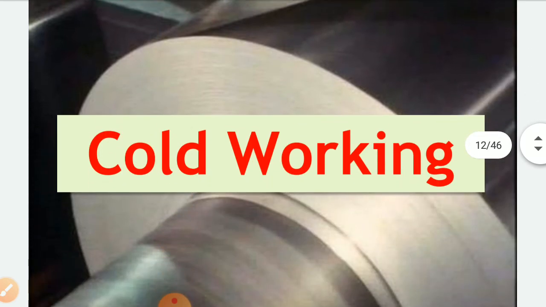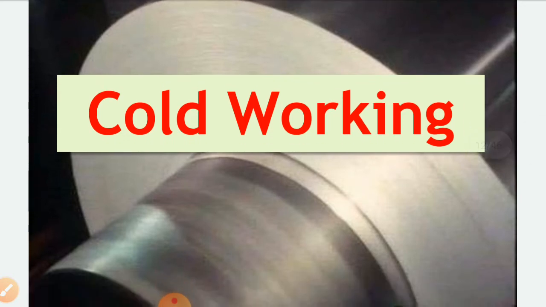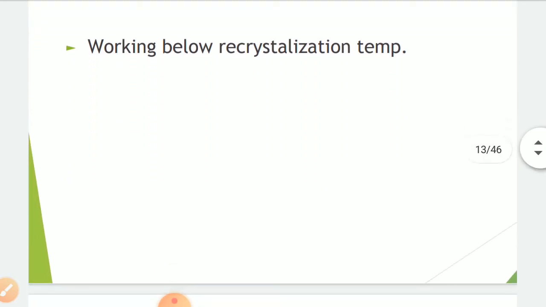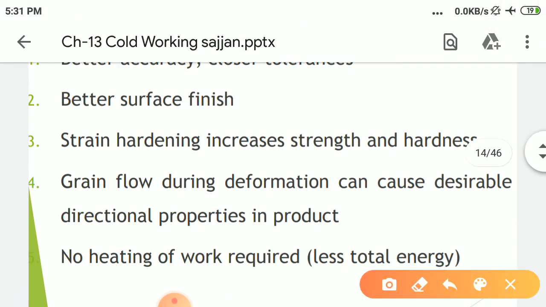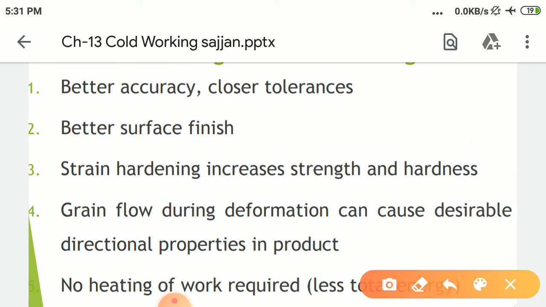Let's now come to the point of this lecture: what is the difference between cold working and hot working? Now we will see the conclusion here. What is cold working? Cold working is working below the recrystallization temperature. That is the definition of cold working. Now what are the advantages of cold working? Again I would like to request you that all these points are questions asked in different exams, so you must remember them.